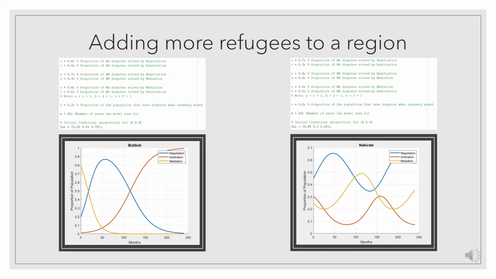Now I'll talk about the addition of more refugees into a region. For Bidi, we will explore a scenario where arbitration is still in force, but there is also a large influx of refugees from Somalia that prefer negotiation, causing the parameters to show a preference for negotiation over mediation and also reducing the dominance of arbitration. We model this over a period of 20 years.